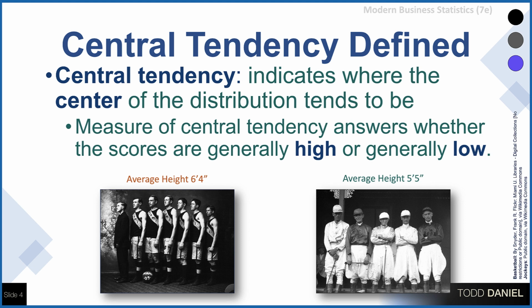And what that does for us is to answer a general question about whether the scores are universally high or low. Where do the scores generally tend to be? If we're considering a distribution of heights, for instance, what is the average height for the players on our high school basketball team? Now, we know that basketball players tend to be taller on average than most people. And so the average height of our basketball players might be something like 6'4".